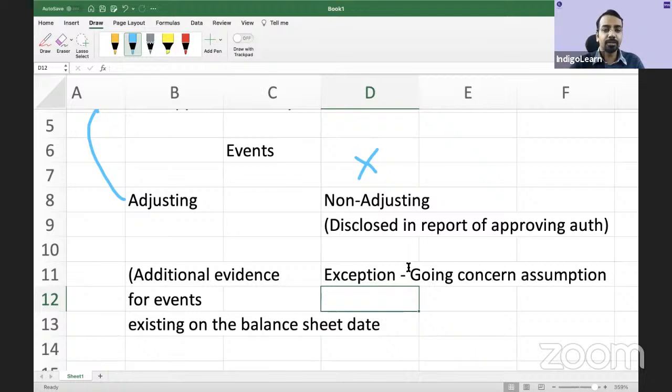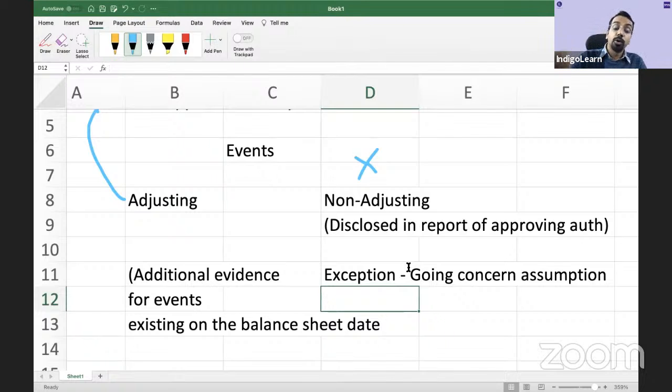Now, what are non-adjusting events? A fire occurred in the factory, a small fire, or some fire occurred in the factory, some 10%, 20% loss. Those are non-adjusting events. But do we need to disclose them? Yes, they have to be disclosed in the board report or the report of the approving authority. This is the crux of adjusting and non-adjusting events as per this standard.